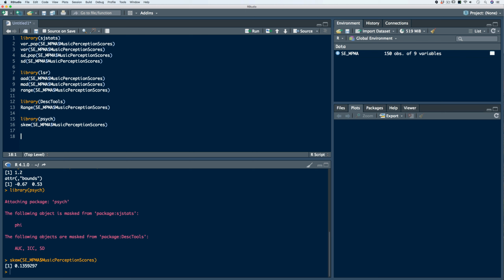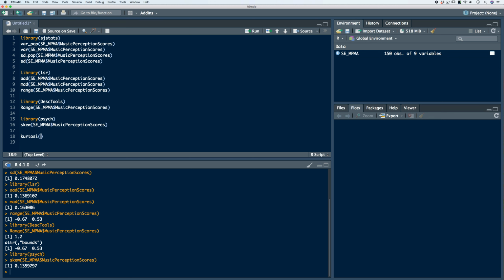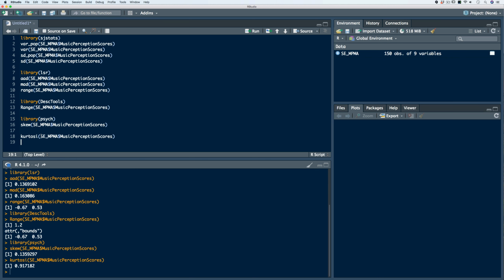Now, in order to report excess kurtosis, we're again going to use the psych package that we just loaded. And here we're going to be using the kurtosis function. And we'll pass in our music perception scores variable. And the excess kurtosis value of our music perception scores variable is 0.92.